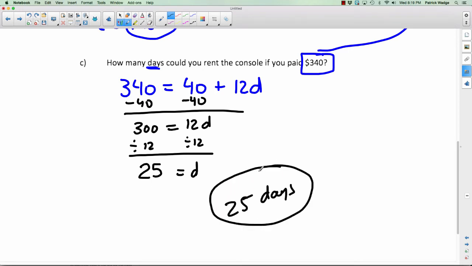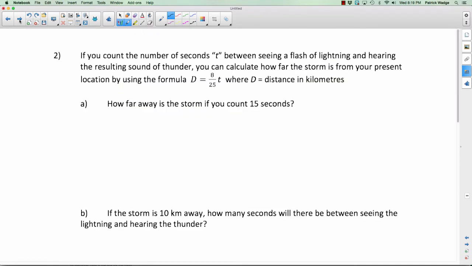Why don't you just buy the console rather than spending that much money for 25 days? Okay, those are the sort of questions you're going to do today. Hey, let's do another one.